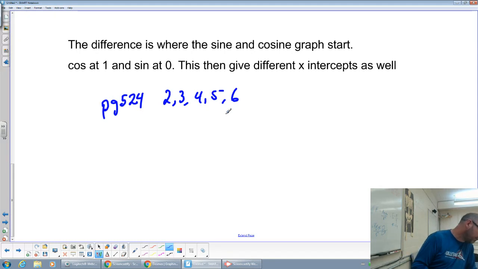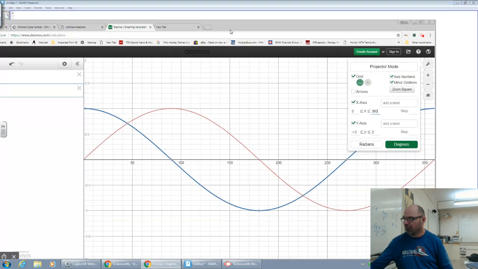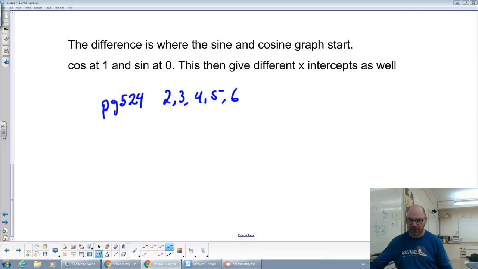It says compare the function, so you're just looking at them. If you need to pull out Desmos and have this beside you like this when you're answering those questions, you can do that as well.